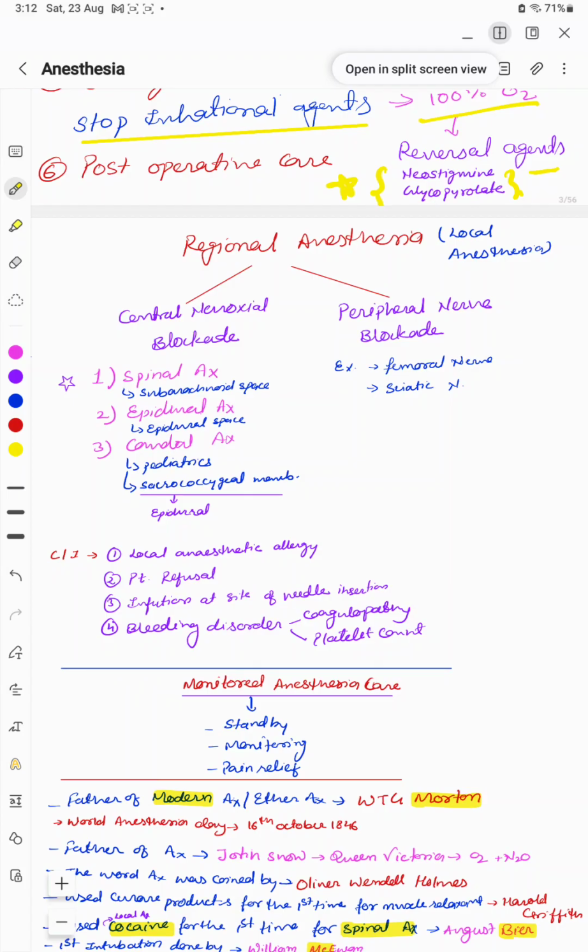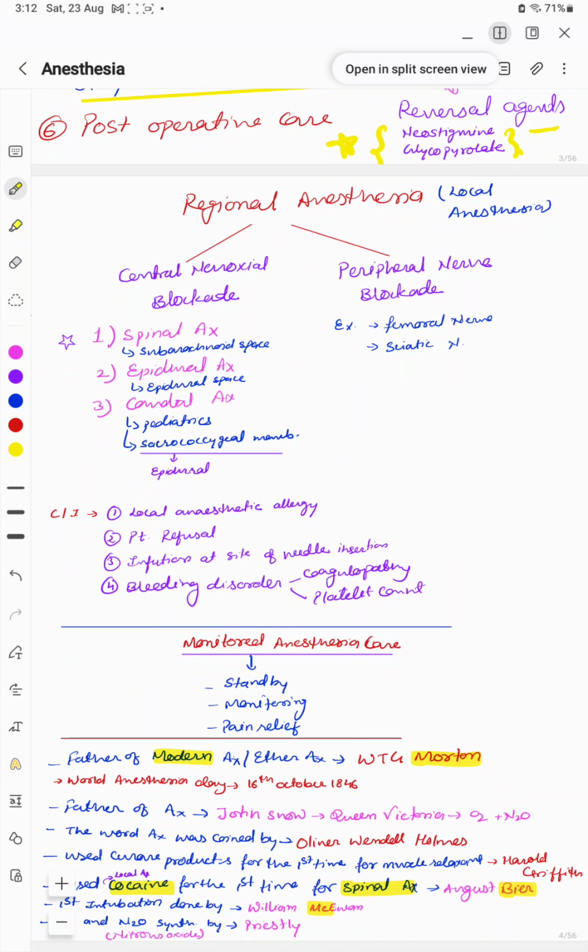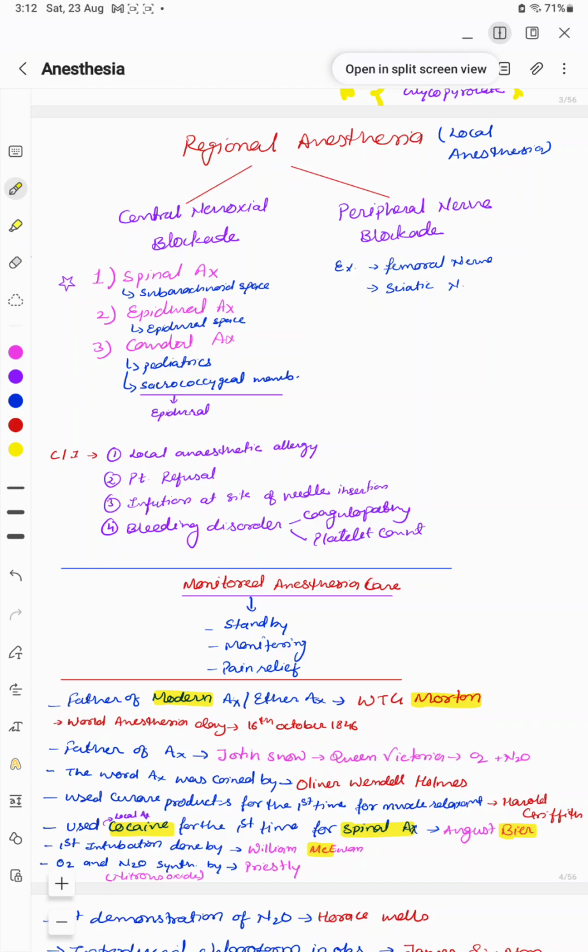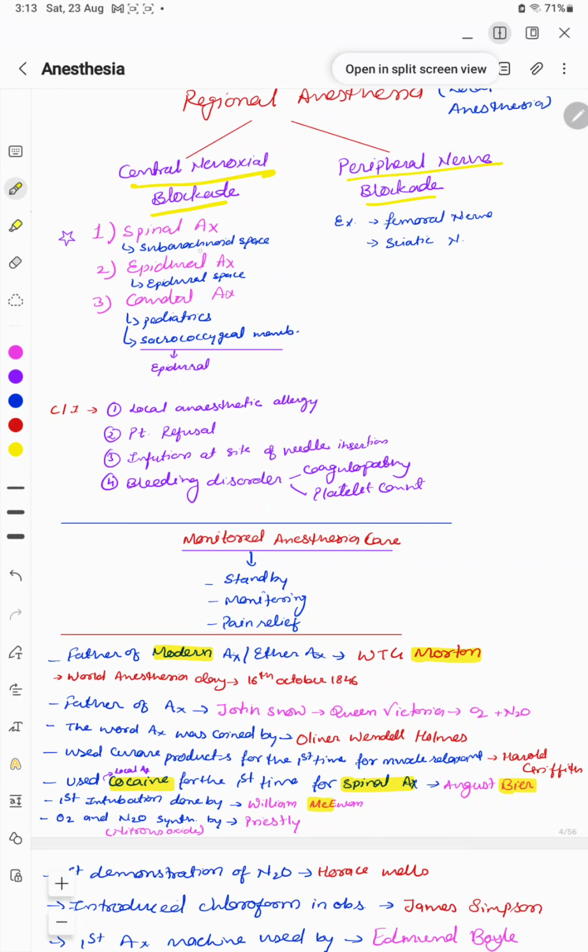Then what is regional anesthesia? I already told you, when we want to block a particular nerve, like central neuraxial blockade and peripheral nerve blockade. In central, there is spinal, epidural, and caudal anesthesia. In this, the important things you need to remember are the subarachnoid space and the epidural space. This you need to remember.